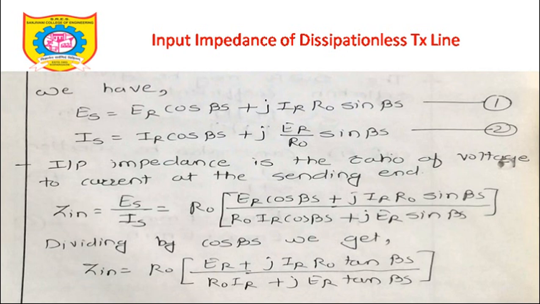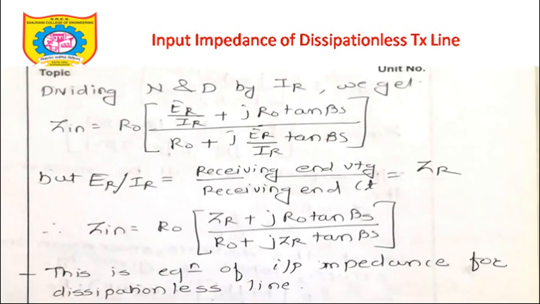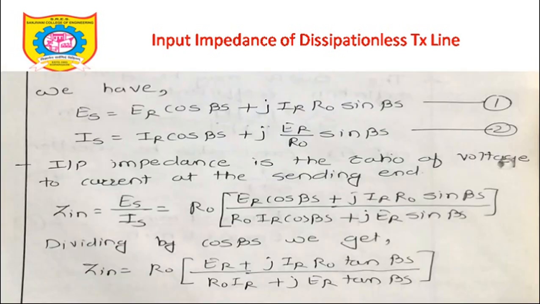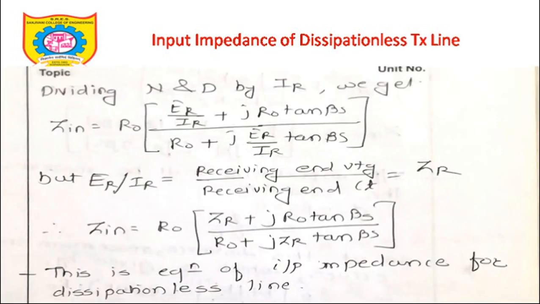Now we are going to make certain modifications by applying a mathematical identity. Let's understand those things. Dividing the numerator and denominator by IR, what will we get? In this expression, if we divide each term by IR, ER upon IR remains in the numerator, IR upon IR cancels, and we get ER upon IR plus j R0 tan beta S, over R0 plus j ER upon IR tan beta S.